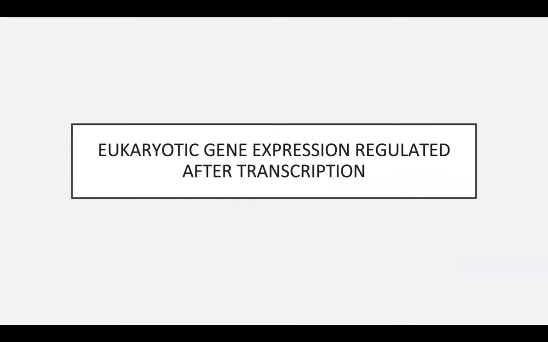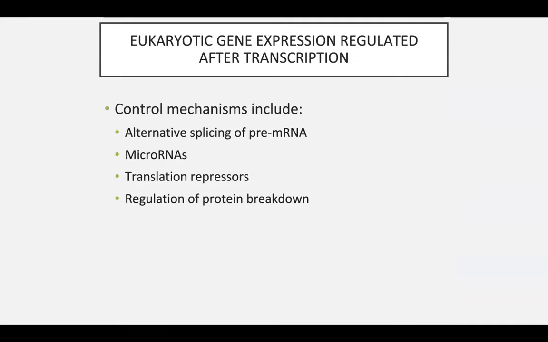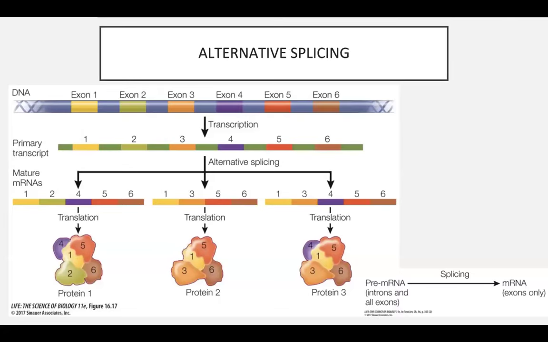So what about regulation after transcription? You have control mechanisms such as alternative splicing of pre-mRNA, microRNAs, translation repressors, and regulation of protein breakdown. So alternative splicing is a mechanism for generating proteins with different functions from a single gene. So as we mentioned before, when you have your pre-mRNA, you excise the introns and then keep only the exons. However, you can create proteins with different functions during the splicing.